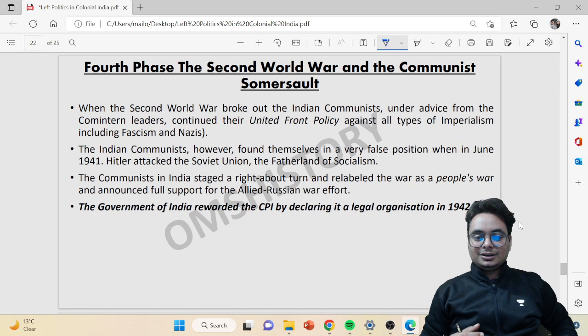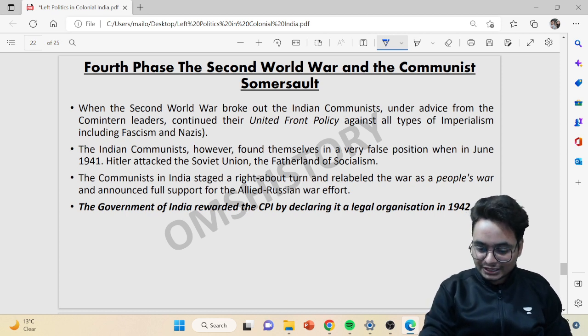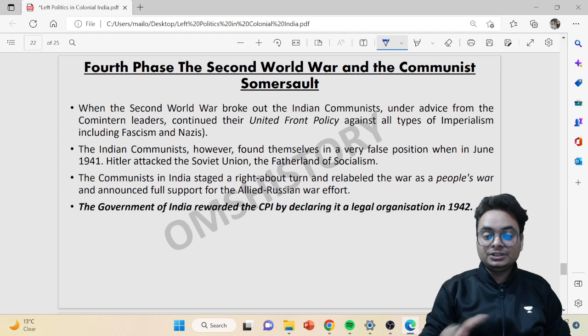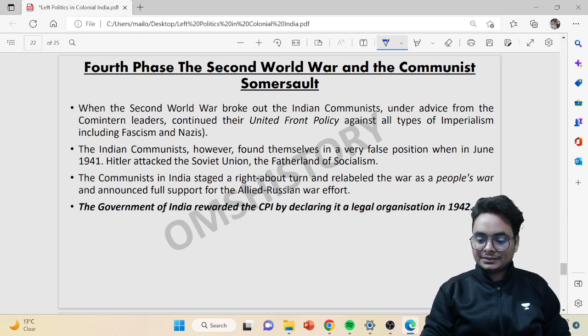So when the Second World War broke out, guys, the Indian communists, under the advice from the Comintern leader, Comintern meaning Communist International, continued their united front policy against all types of imperialism, including fascism and Nazism, and they continued to work with Congress.